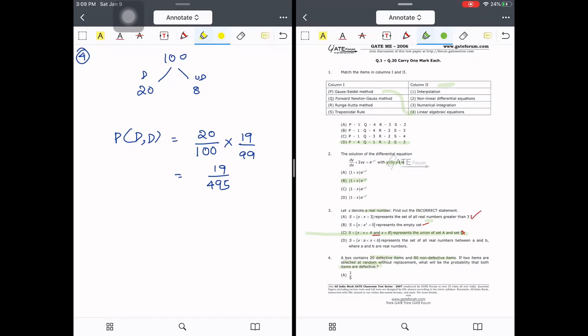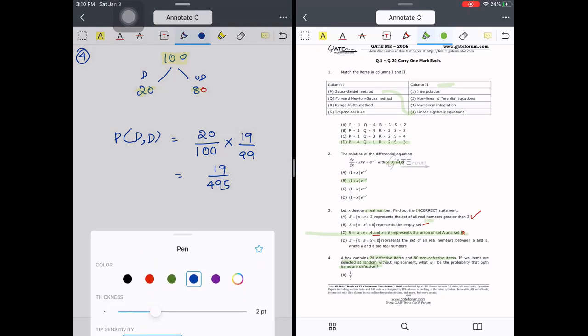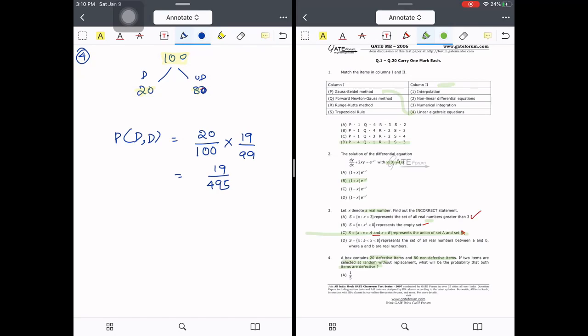Question number 4. A box contains 20 defective items and 80 non-defective items. If 2 items are selected at random without replacement, what is the probability that both items are defective? Now let us take a box containing 20 defective and 80 non-defective. That means there are 100 items altogether, 20 defective and 80 non-defective.